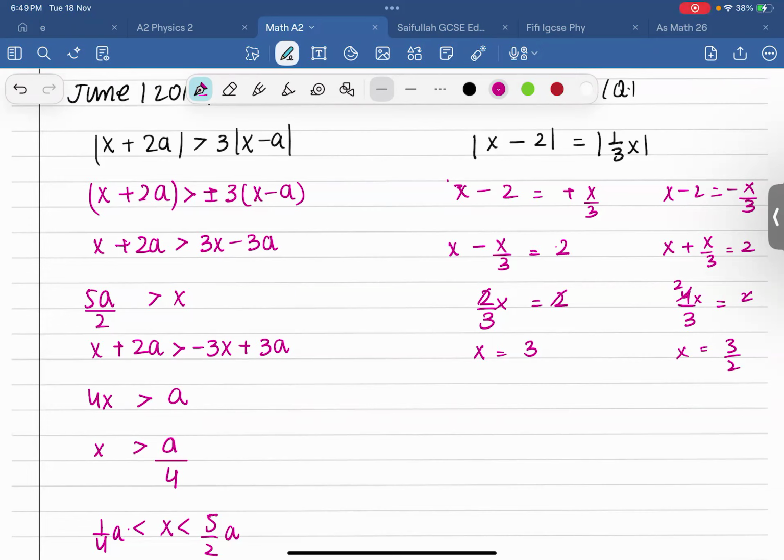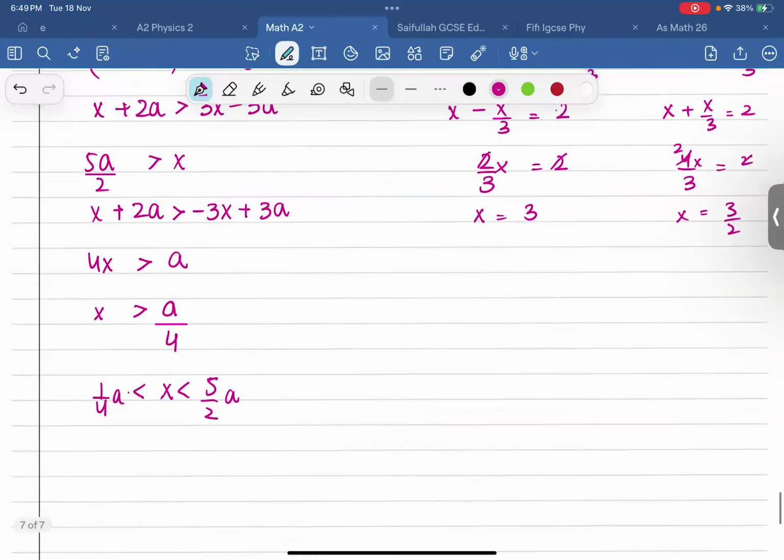I am getting one value as this. Are you guys getting the same? Yes, yeah, perfect, fine. Okay, so moving on.